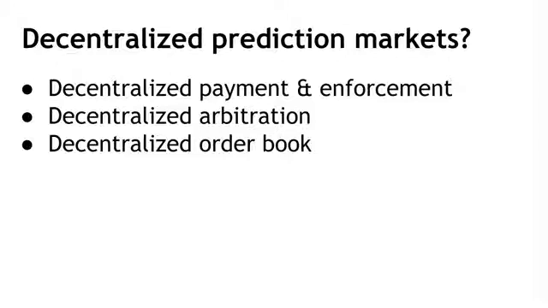Arbitration is the process of asserting which outcomes have actually happened. Most of the time, in the case of an election or a sports match, you may say it's pretty obvious who won and who lost, but there are gray areas. And we need a decentralized order book, so a way for people to buy and sell shares, for buyers to meet sellers, that's decentralized and doesn't rely on a centralized clearinghouse. So we'll go through each of these challenges in order.